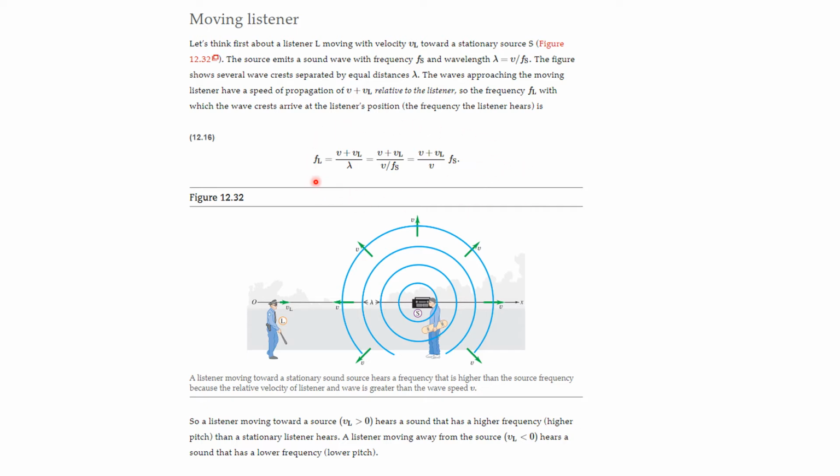So you see the frequency of the listener is this multiple of the frequency of the source. As the listener moves towards the source, that means this velocity v sub l is bigger than 0, and here's a sound of higher frequency than the stationary listener hears. If a listener is moving away from the source, that means v sub l is less than 0. It hears a sound that is lower in frequency, and that is called a lower pitch.